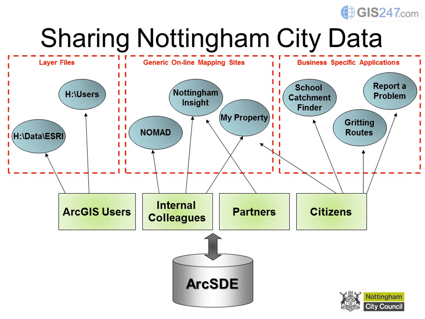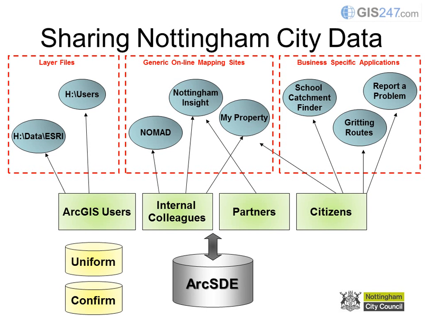There are also two key corporate systems for managing Nottingham City Council's GIS data: Confirm and Uniform. Confirm is the Council's asset management system managing waste collections, highway inspections and maintenance, property management, street cleansing, bridge maintenance, antisocial behaviour calls, plus data for other services.